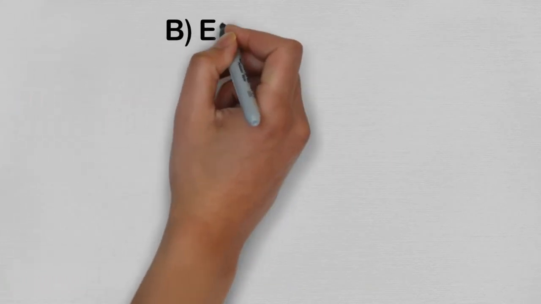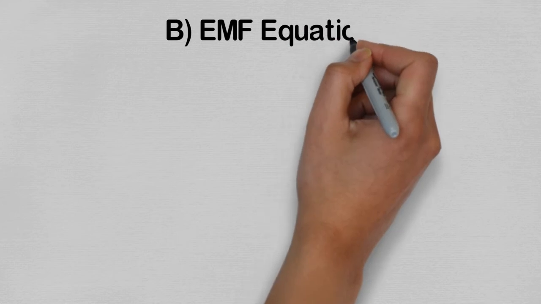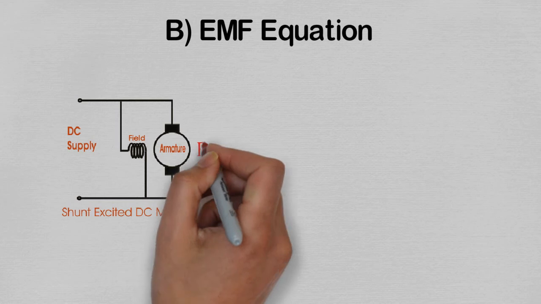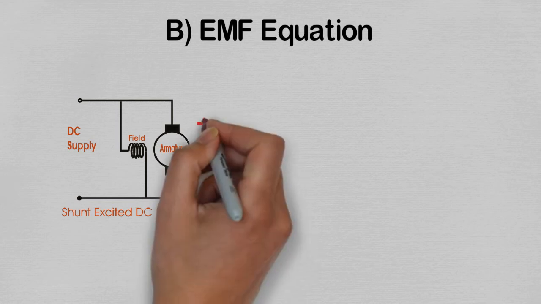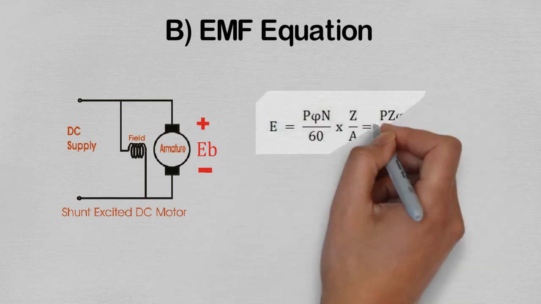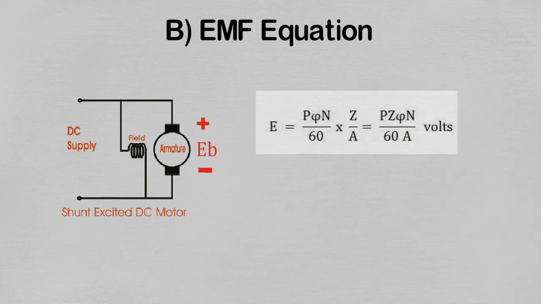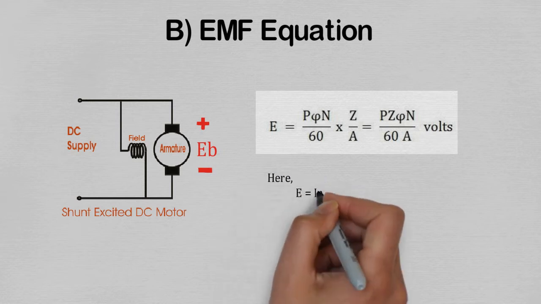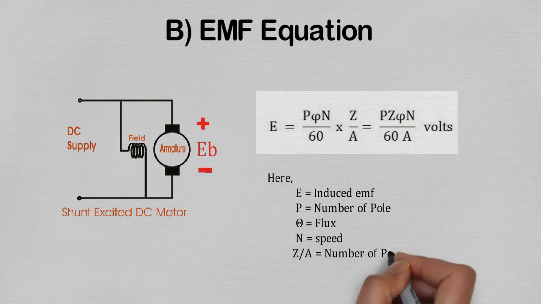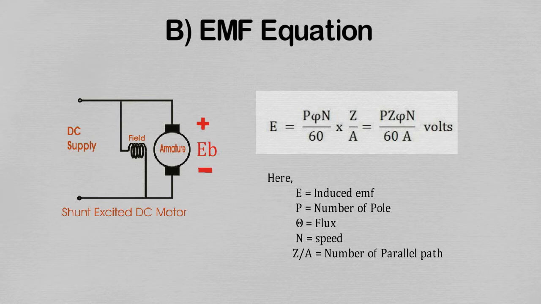In this phase of the video, we will see the EMF equation of DC machine. Here, example of motor is taken. The amount of produced back EMF in the armature is denoted by EB and it could be equated by P, Phi, N and Z over 60A. Here, P equals number of poles, Phi equals flux, N equals rotational speed and Z by A is number of parallel paths.